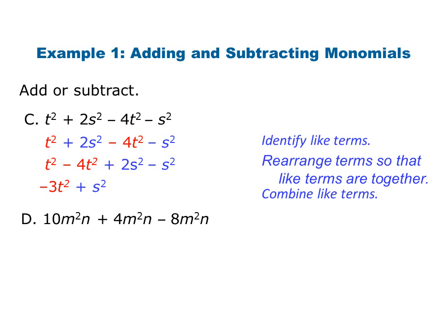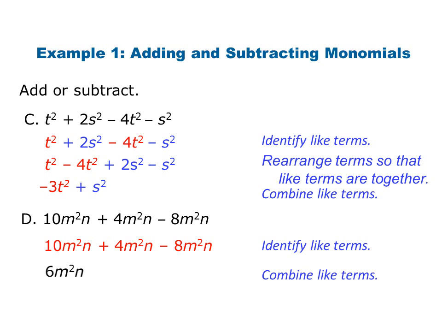Let's look at this one now. It is 10m squared n plus 4m squared n minus 8m squared n. Now, which do you think now are the like terms? Are you beginning to guess it now? I'm going to show you by color. You can see all of them are the same terms, all of them. Therefore, we combine the 10, the 4, and then of course we subtract the 8. And then the answer is 6m squared n.